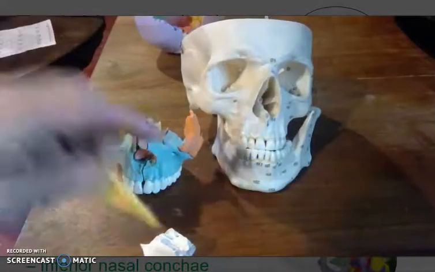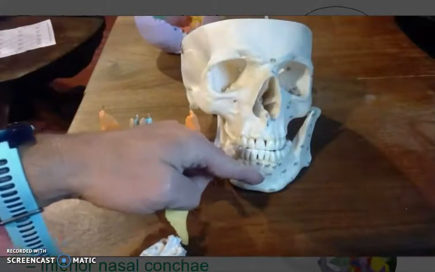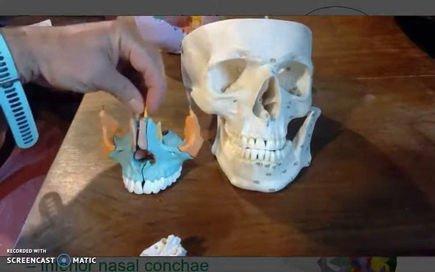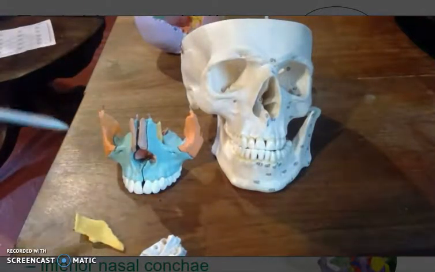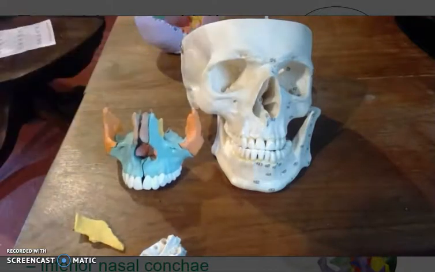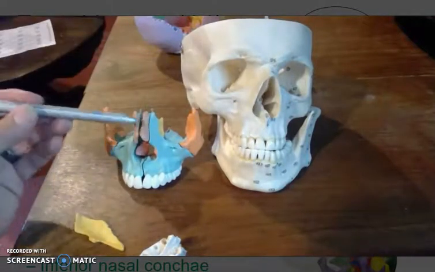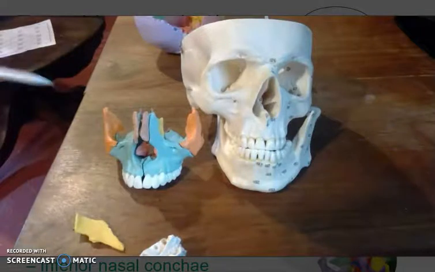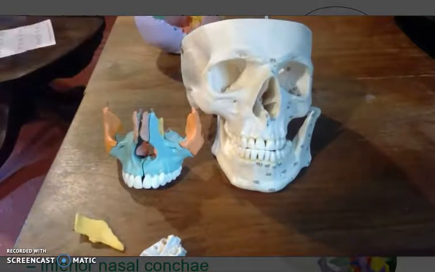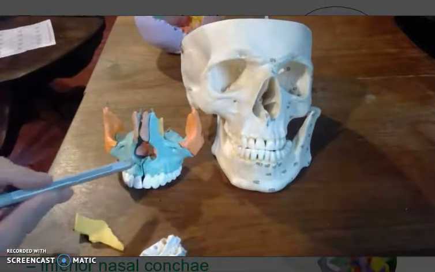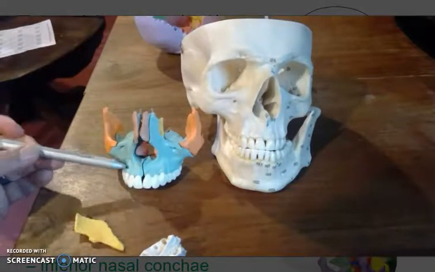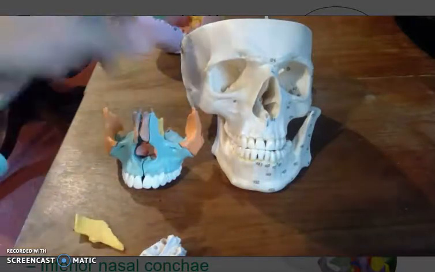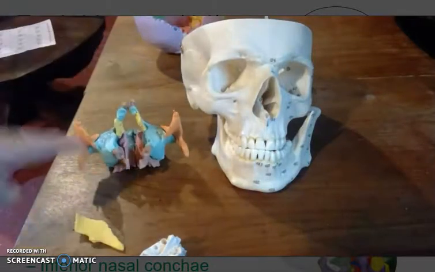So here are 2 buddies. We have the mandible right here. This is the vomer. It would be in the nasal cavity. All the rest of these bones are paired. We have 2 zygomatics, 2 nasals, 2 lacrimals, 2 inferior nasal conchae inside the nasal cavity, 2 maxillae, and lastly, 2 palatine bones.